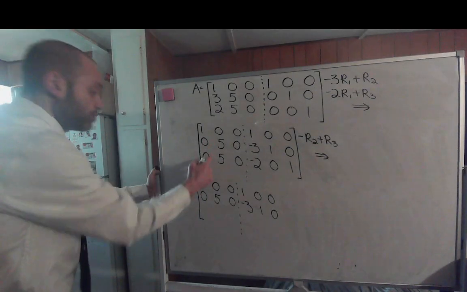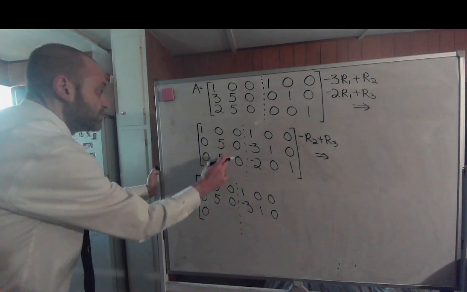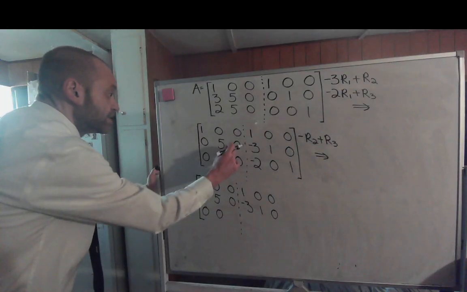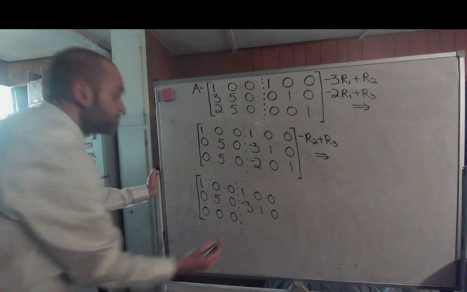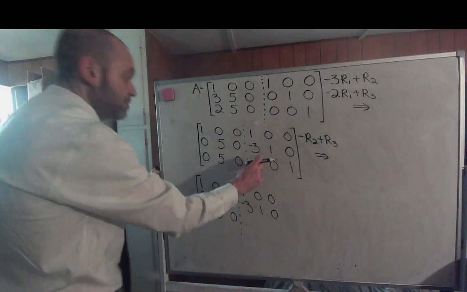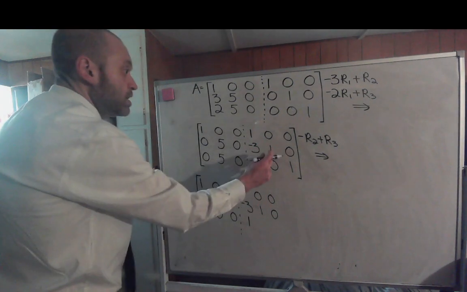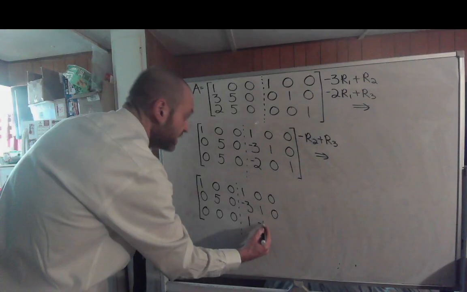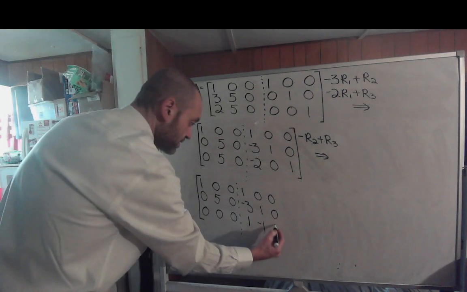All right, so 0 plus 0 is 0. Negative 5 plus 5 is 0. 0 plus 0 is 0. Let's see, 3 minus 2 is 1. Negative 1 plus 0 is negative 1. 0 plus 1 is 1.